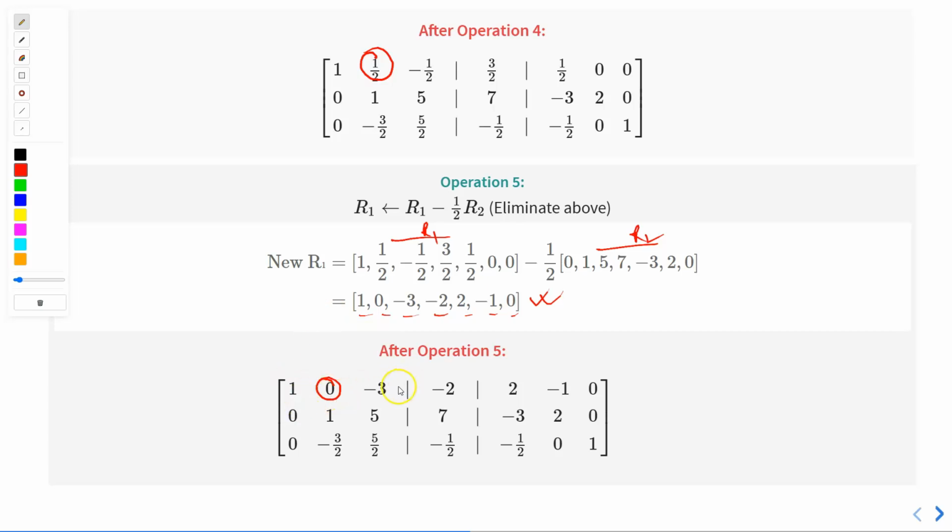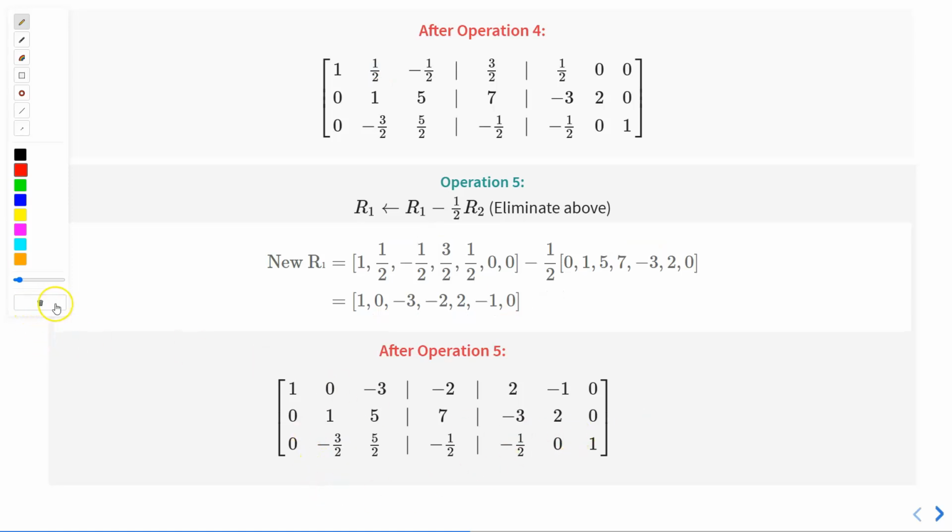Okay, so 1 0 minus 3 minus 2 2 minus 1 0 0 1 5 7 minus 3 2 0 0 minus 3 by 2 5 by 2 minus half minus 1 by 2 0 1. I'll get this matrix. Next, I'm going to make this element 0.